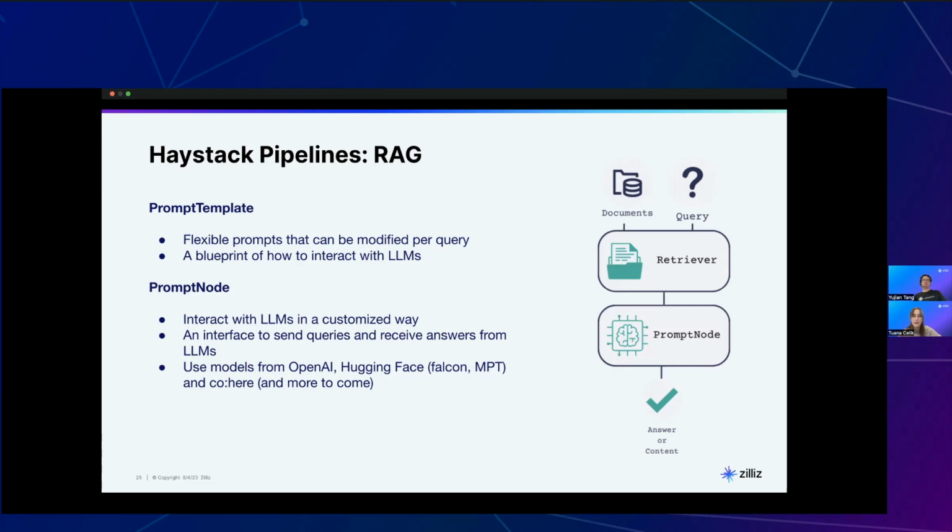The prompt node, on the other hand, is the node that interacts with the large language model itself. It's basically the interface between your application and the large language model. It uses the prompt templates to understand how to interact with those large language models, but it is essentially the node that will be sending out the query and then receiving the response from any model that you choose to use. Again, you have the choice of what models you want to use. OpenAI models are one example, but you can also use open source ones such as Falcon and MPT. Llama is a new addition as well, and more.